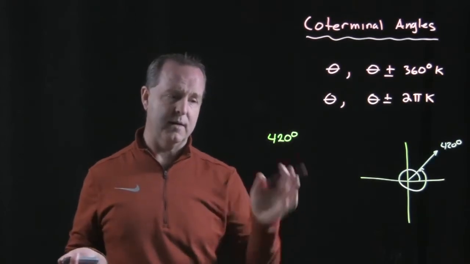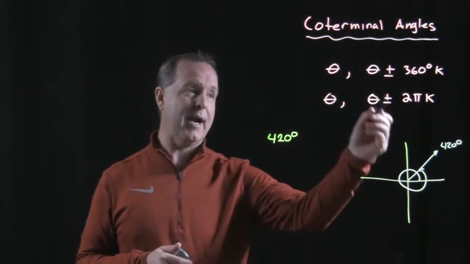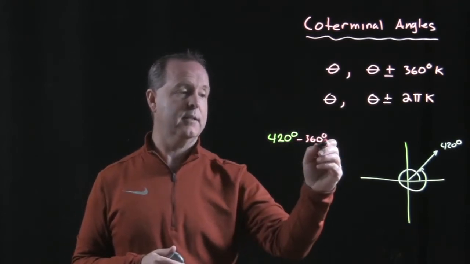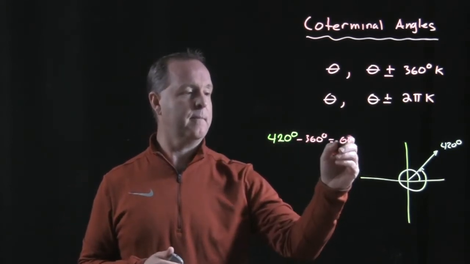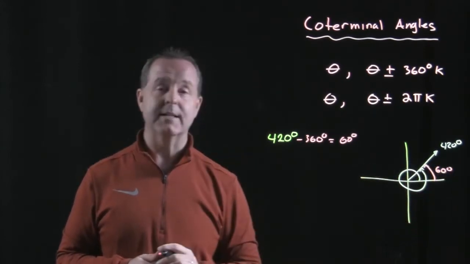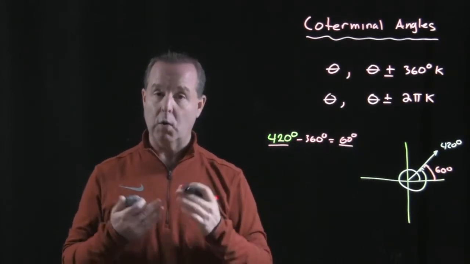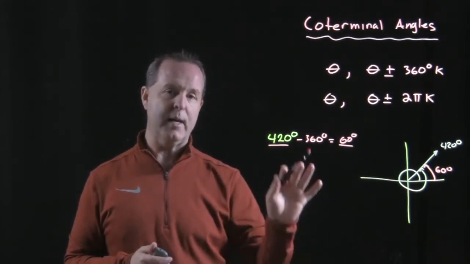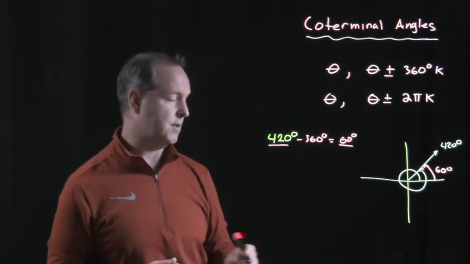I want to find a positive one in this particular case that's less than 360. So what I'm going to do is subtract 360 degrees from this, subtract one full revolution, and that's going to produce a coterminal angle of 60 degrees. And that 60 degrees is just listed right there. So that's a coterminal angle. 420 degrees and 60 degrees are coterminal angles. They are angles that have the same positioning, but we got there from a different rotation. In this particular case, we added a whole other rotation around the circle.